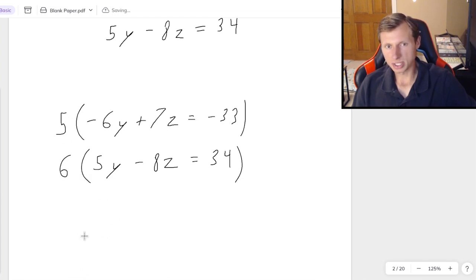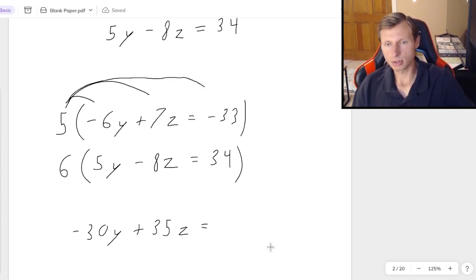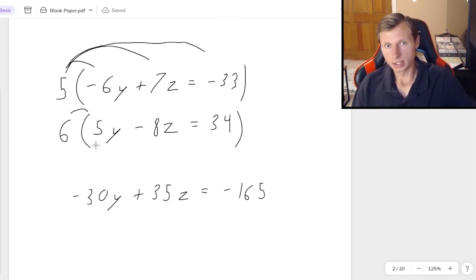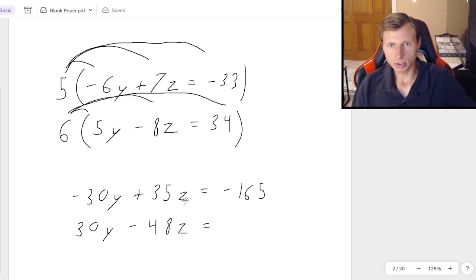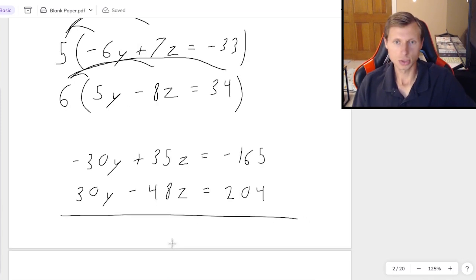So for the first one, it's going to be -30y plus 35z equals 5 times -33, which is -165. And then for the second one, it's going to be +30y minus 48z equals 6 times 34, which is 204. Then adding these 2 equations together, I'll get -13z equals 39.